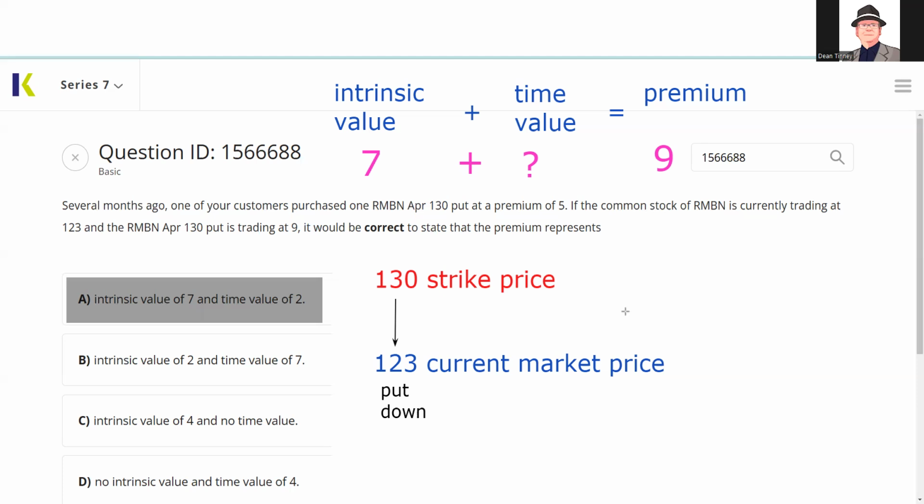Something to keep in mind, my friend, is that time value is going to continue to erode as we get closer to expiration. So remember, this customer could trade this option. He could exercise. I don't know why he would do that, right, because 9 is better than 7. But he could say, hey, Dean, let's go buy the stock and stick it to the person at 130. Remember, it's American style, meaning he can exercise anytime.